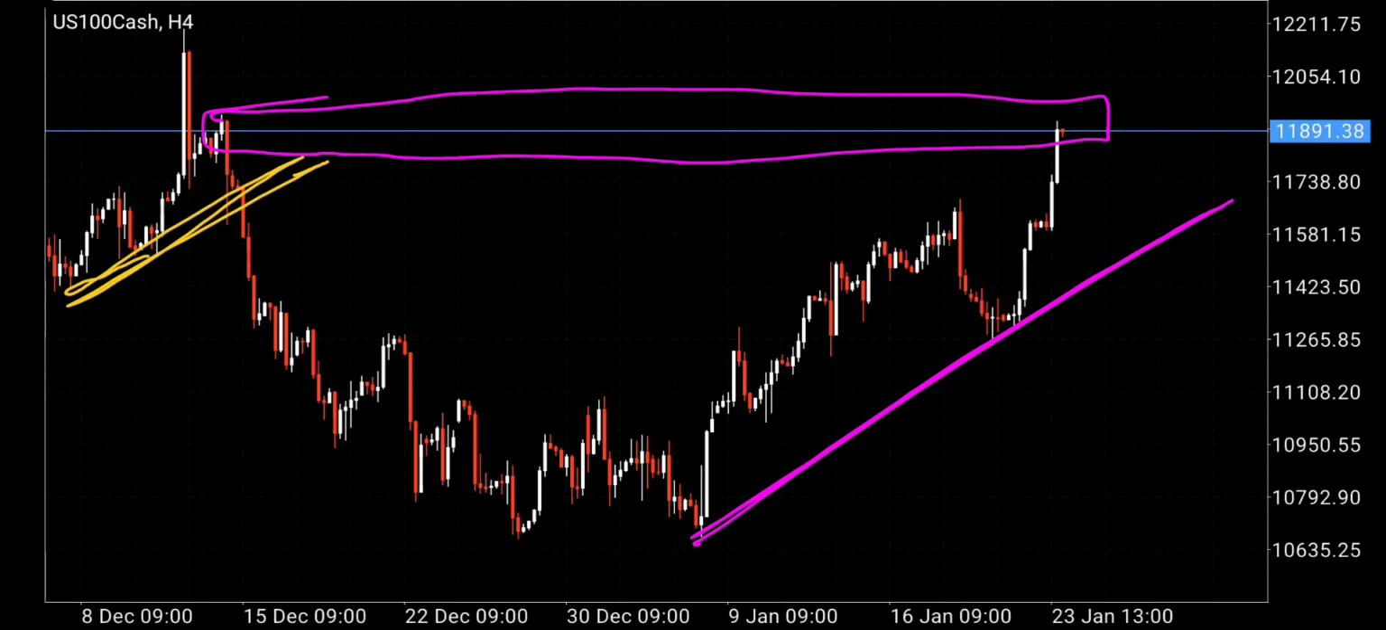It is found inside that daily one. It is found alongside that weekly bearish trend line. So I'm definitely going to take my chances there if I get my confirmation.